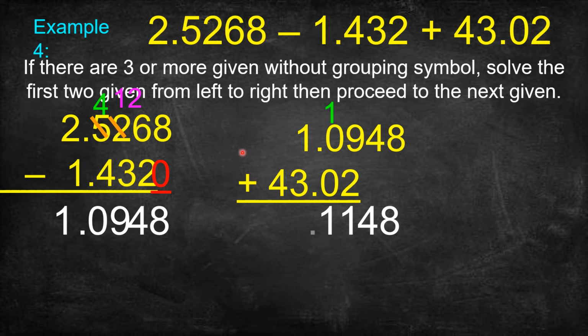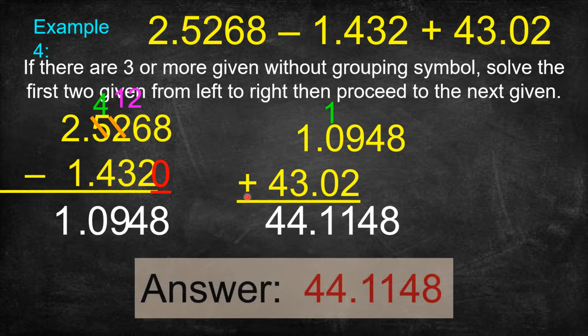And then, copy the decimal point. 1 plus 3 is equal to 4. And then, itong 4 sa ating tens place, wala rin siyang katapat. Wala tayong pwedeng i-add sa kanya. So, just simply copy or bring down. So, our answer here is 44 and 1,148 10,000s.